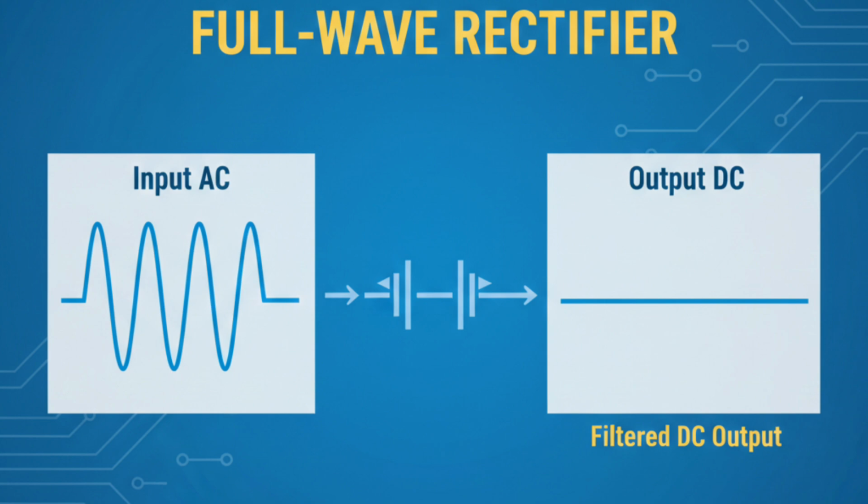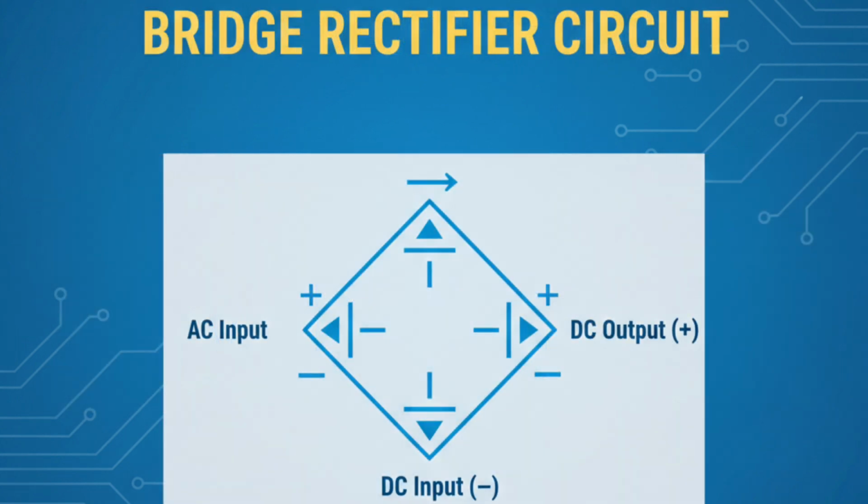The most popular full-wave rectifier is the bridge rectifier. It uses 4 diodes arranged in bridge form. It does not require a center-tapped transformer. This is the type used inside mobile chargers.